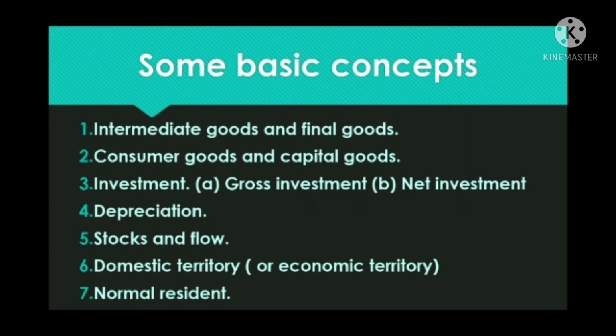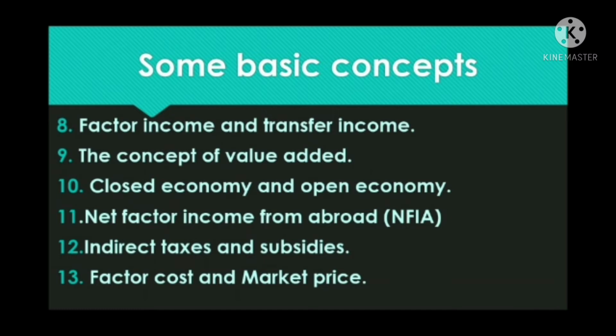Point number 8, factor income and transfer income. Factor incomes refer to those incomes which are received by factors of production. Transfer incomes, on the other hand, are the incomes for which no productive services are rendered. Recipients of these transfer payments do not make any contribution to current production in return for them. Old age pensions, unemployment allowance, welfare payments, gifts are all transfer incomes.